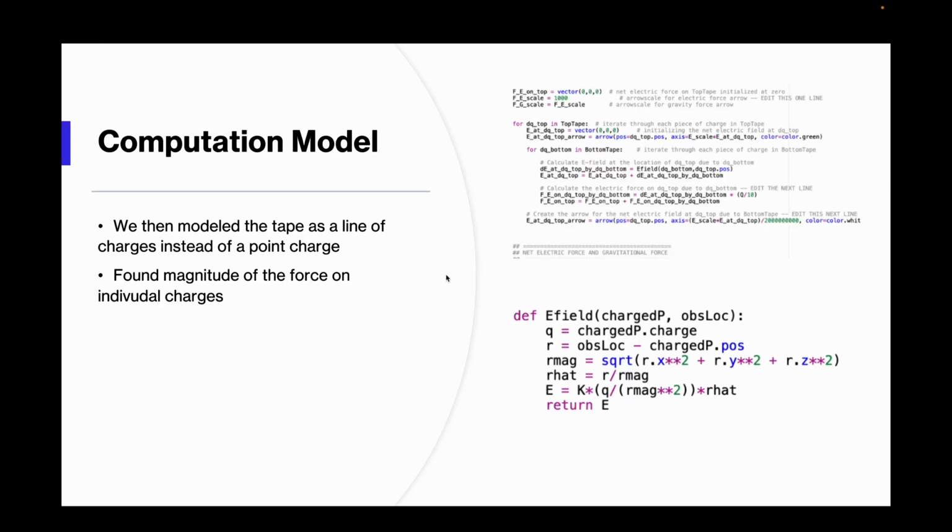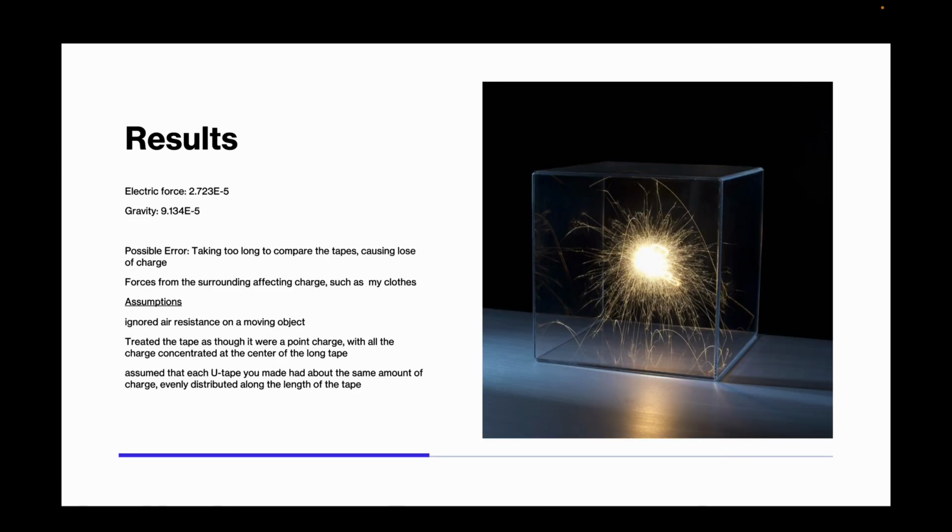Further with the computational model, we then had to model the tape as a line of charges instead of a point charge, and we found the magnitude of the force on individual charges. That's what this code here was able to show. The results showed that the magnitude of the electric force was 2.723e-5 and the gravity was 9.134e-5.